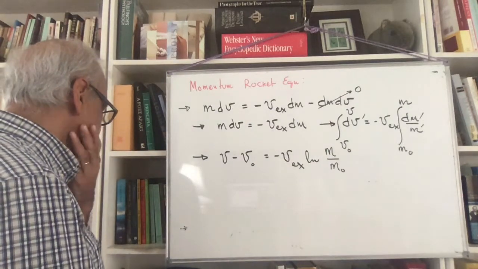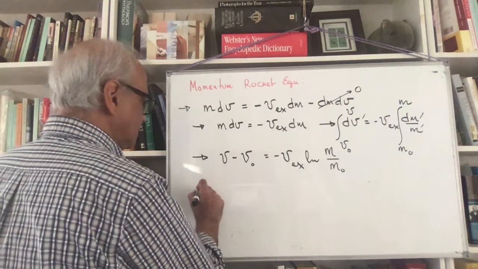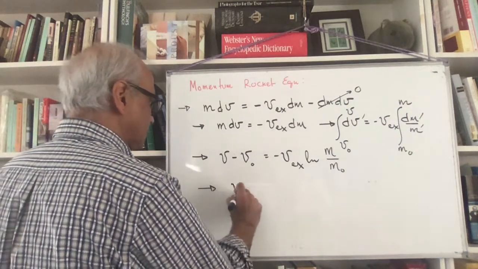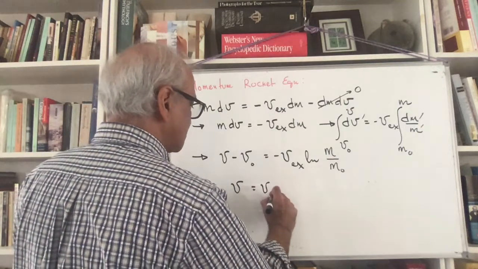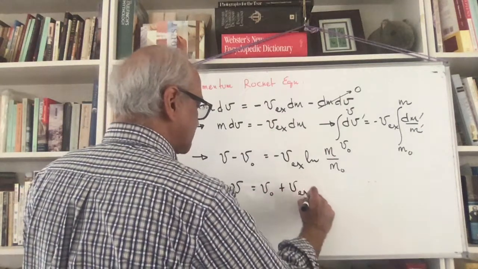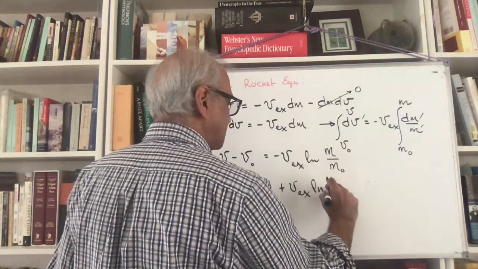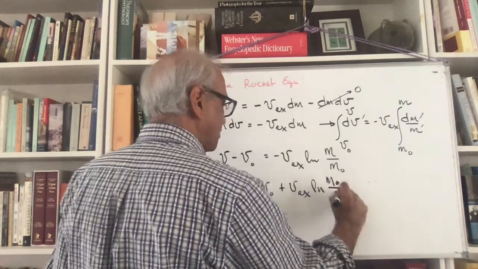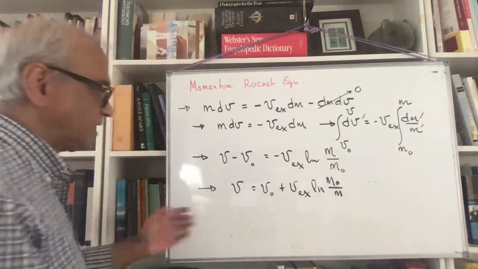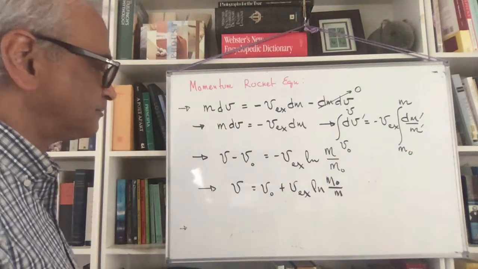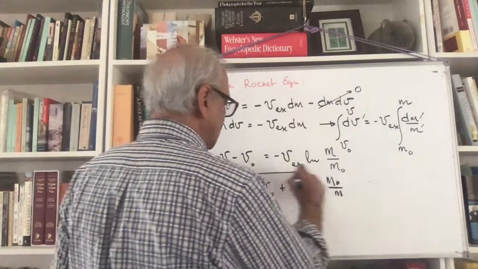Okay, so that's that, and then I can rewrite it in such a way that v equals v naught plus vex times log. If I want to make this positive, I can put m naught on the top, m on the bottom, then this becomes positive. So I can write it like that. So that's one of my initial equations. This is also the rocket equation.